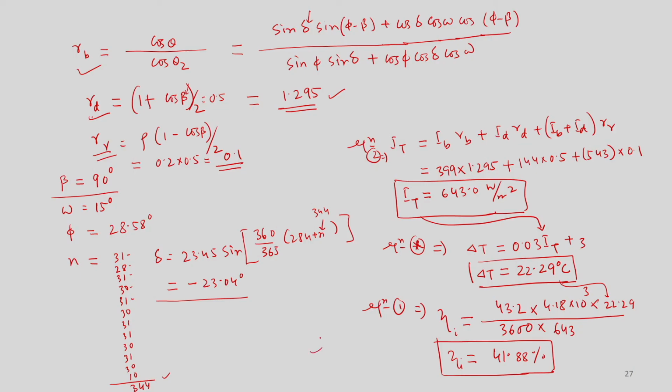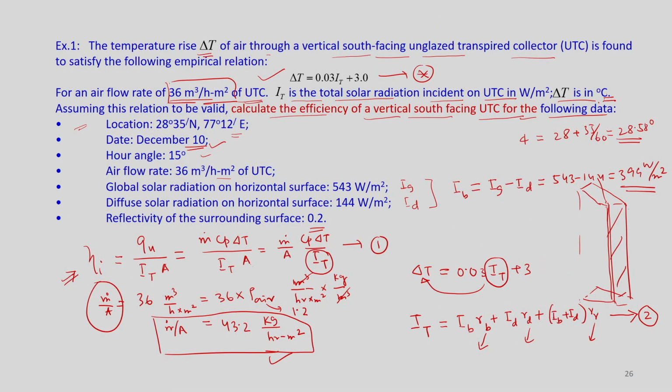So what we have shown here is that in case of an unglazed transpired collector, if these radiation parameters are given, then we can calculate the efficiency of the collector.